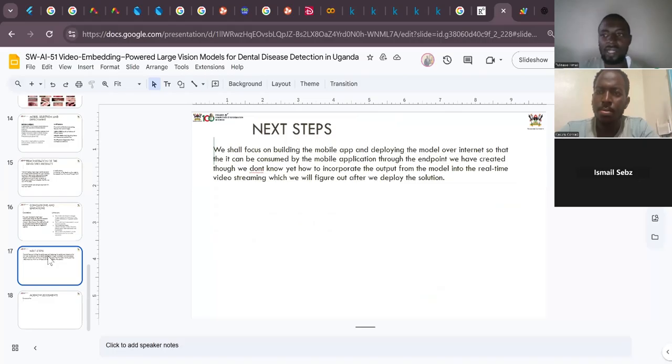Then in our future steps, what we are going to do next, we shall focus on building the mobile app, then deploying it to the internet, also deploying it onto mobile devices and cameras in case we get one. So that's all for our presentation. Thank you. In case I have left anything, Conrad, you can add on.